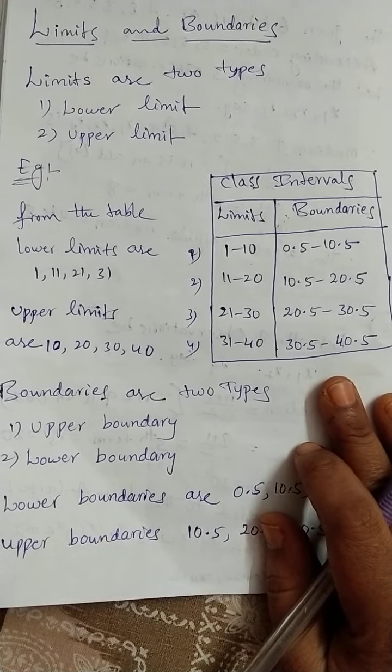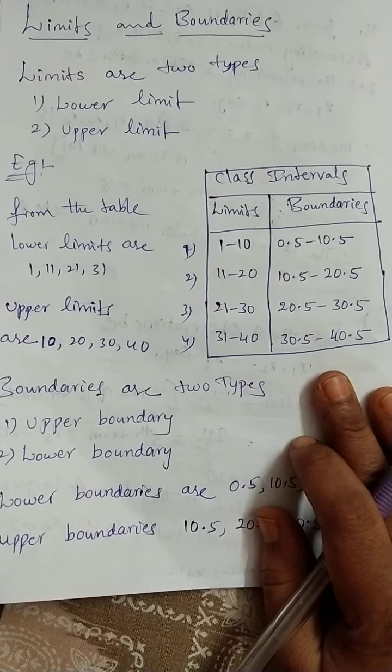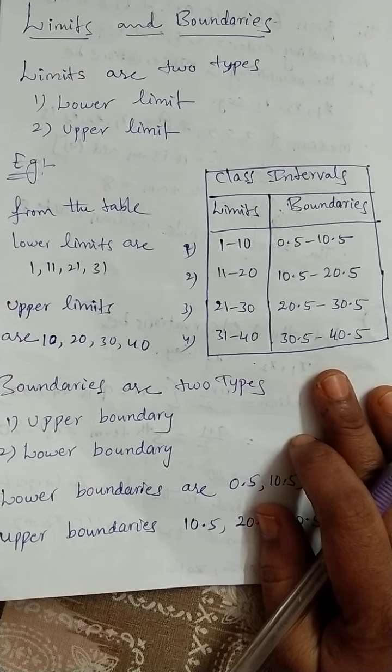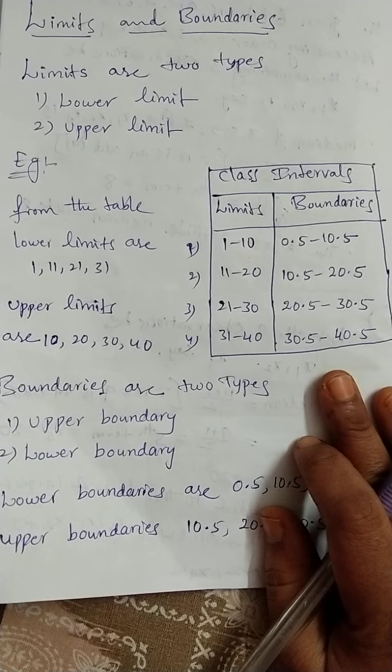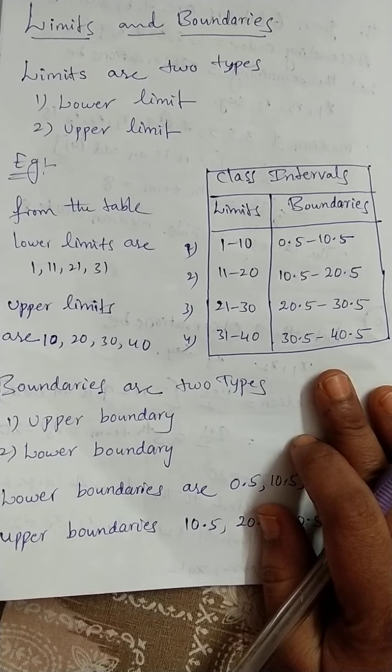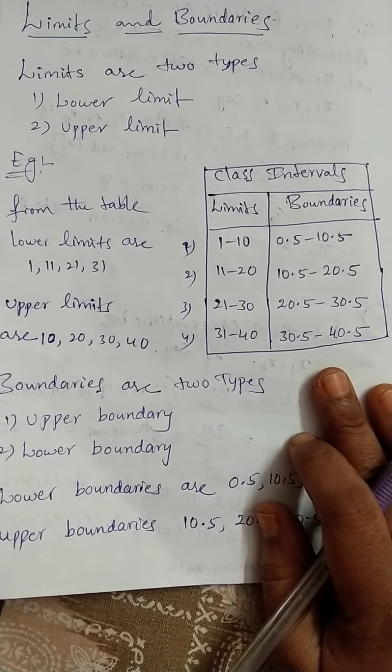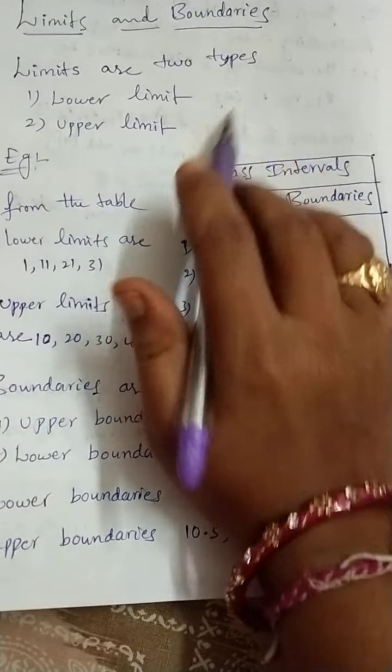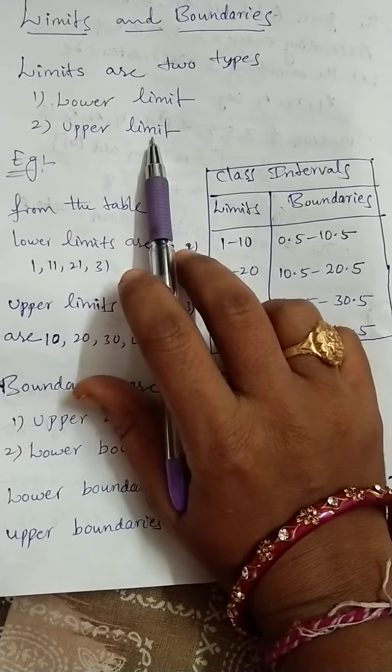In this video, I am going to explain limits and boundaries, and how to calculate the boundaries for the given limits. First, before going to that, limits: how many types, what are they? Limits are two types, lower limit and upper limit.